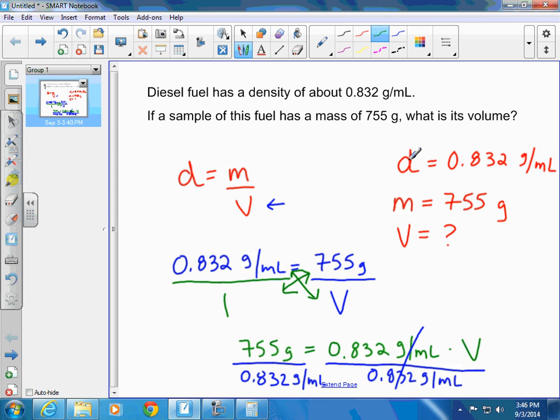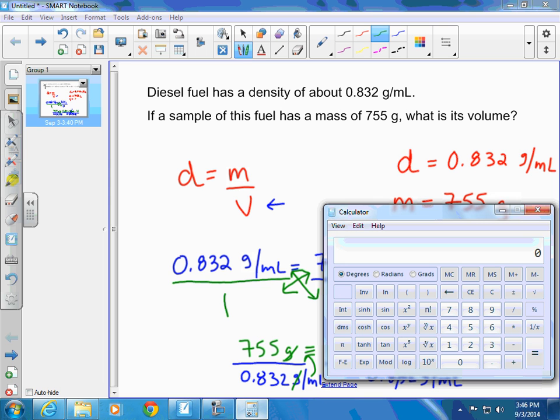It looks like you have grams over grams, so they would cross out. Now, we have a milliliter in the denominator of a unit that's in the denominator of a different fraction. So what that does is it flips the milliliter back up to the top, and we're left with whatever this value is. So on our calculator, we will type 755 divided by 0.832 equal to, wow, look at this number.